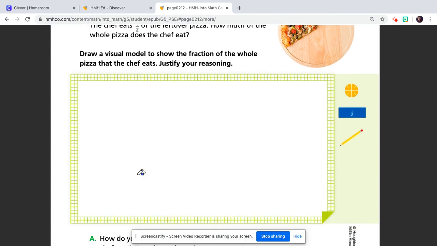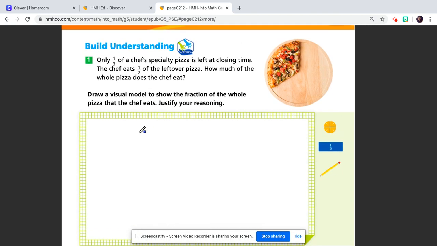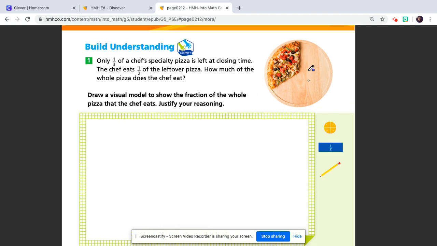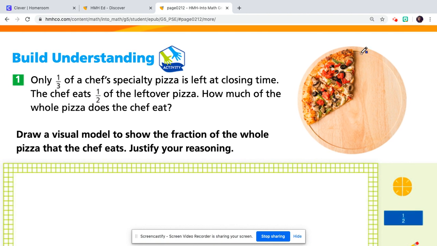Okay, so right here in my little drawing space is where you guys would draw your picture. His pizza is already here, so I'm just going to use his pizza to draw mine because Miss Celeste is not the best at drawing circles. So this is his whole pizza, and this is the 1/3 that he has left over. I'm going to show the rest of the third pieces of where the pizza used to be. So here's 1, 2, 3. Each of these is a third, right?